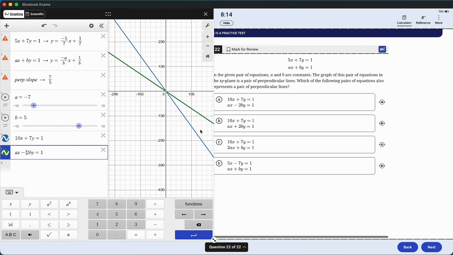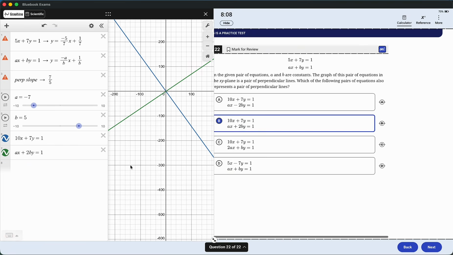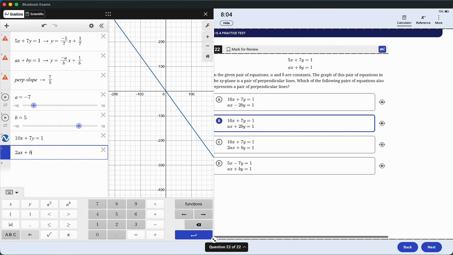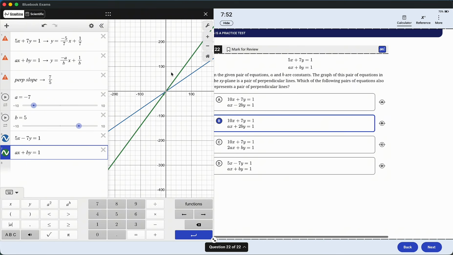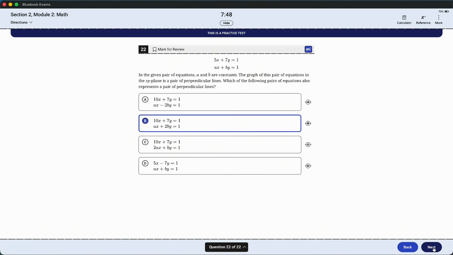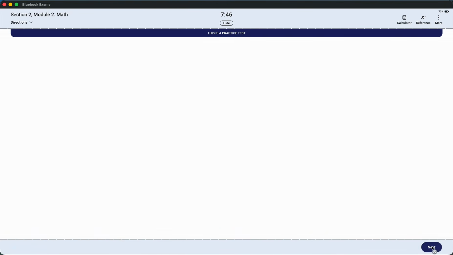So I just changed the second equation to be plus by, and there it is, right? This is our perfect looking X or T, right? Just to make sure you can go through the other ones, like let me enter in C over here. Yeah, that's not it. And then we can enter in the last one, 5x minus 7y equals 1, and then ax plus by equals 1. Yeah, that's not it either, right? So it was b that had that perpendicular shape, and that's it. That wraps up module 2 there, right?